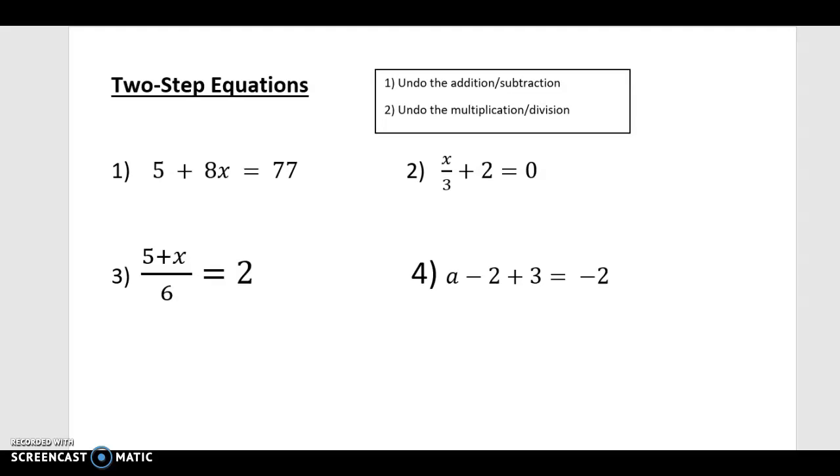Hi everybody, welcome to my video about two-step equations. I want you to look at the screen and look at the different types of equations that I will teach you how to solve. Each one is a little different. So please get out a piece of paper and a pencil and follow along with me.